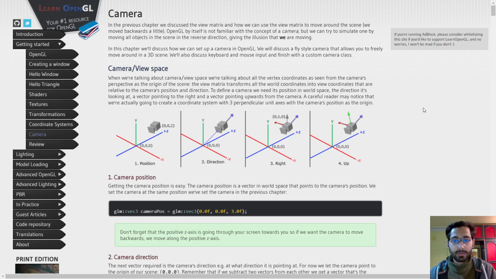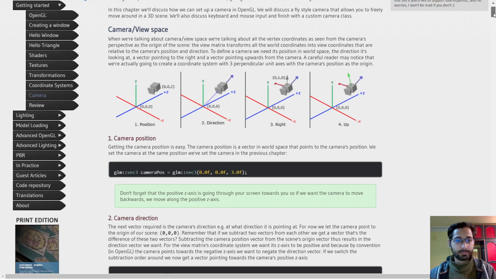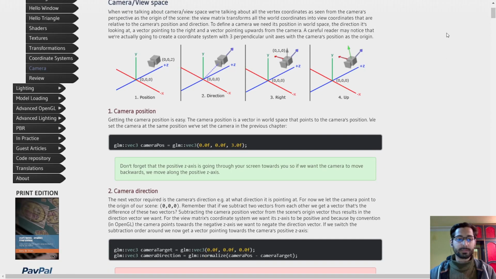We will discuss a fly style camera that allows you to freely move around in a 3D scene. We'll also discuss keyboard and mouse input and finish with a custom camera class. That sounds awesome.